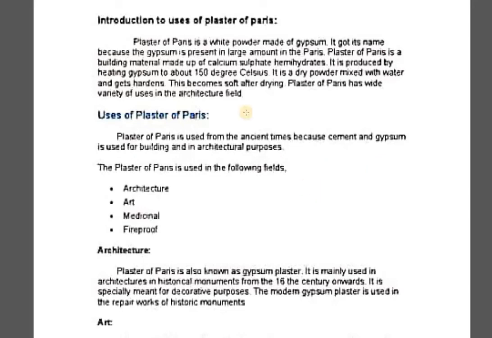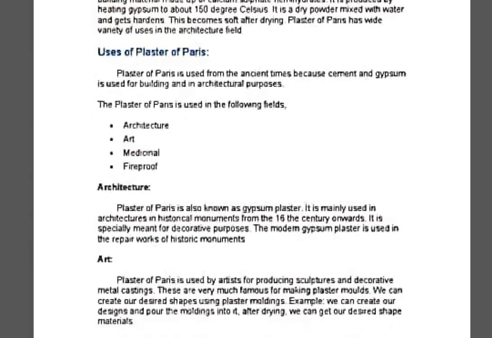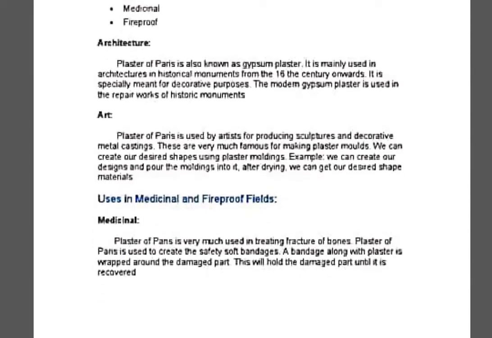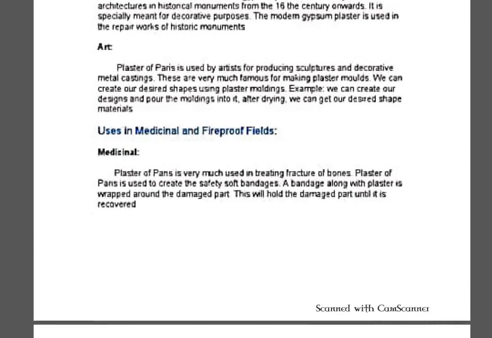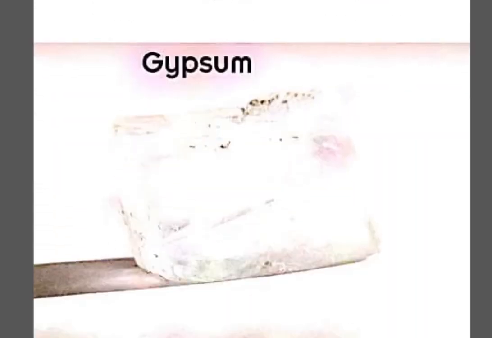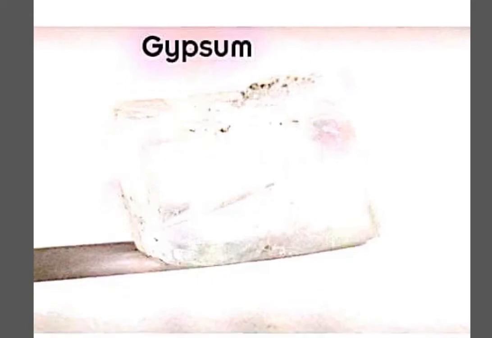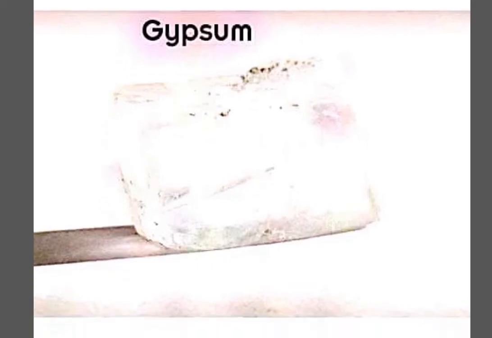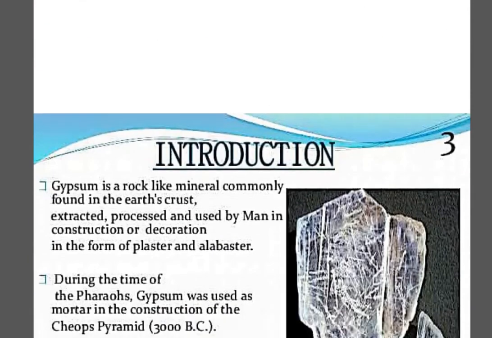These are a few of the uses of plaster of Paris. You can see it can be used in the following fields: architecture, art, medicinal or fireproof materials. And the detailing of the same has been done here, how it can be utilized in architecture, art or medicinal purposes. Now, gypsum is another mineral from which we are obtaining plaster of Paris. Let's see what it is.